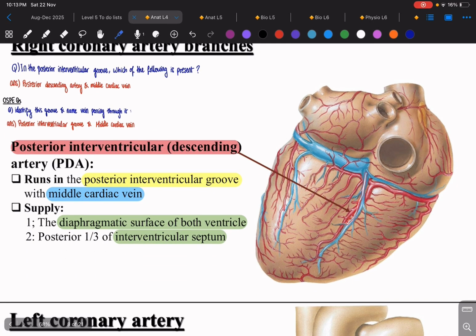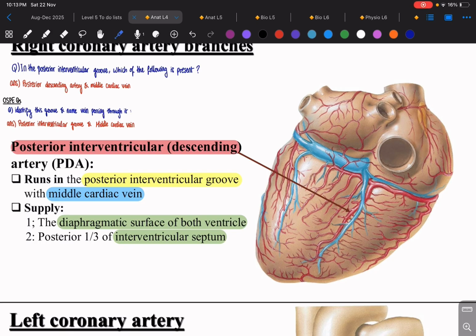Sorry, no, this is the vein. It's this one. The PDA, which is known as the posterior descending artery or posterior interventricular artery. Okay? Why? Because this is the left ventricle and this is the right ventricle, and it's in the middle. So it's posterior, between the two ventricles, or we can say posterior descending artery because it's descending, going downwards.